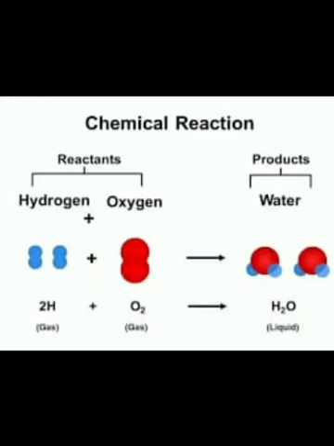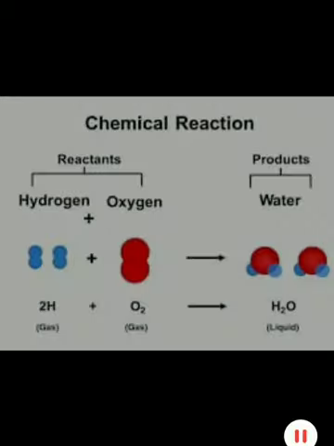See here, when hydrogen reacts with oxygen, what does it produce? Water. According to the formula for a synthesis reaction, A plus B gives rise to AB. Here hydrogen is an element and oxygen is an element, and they give rise to AB, that means water. That means a single compound is formed. So an element combines with another element and forms a single compound.